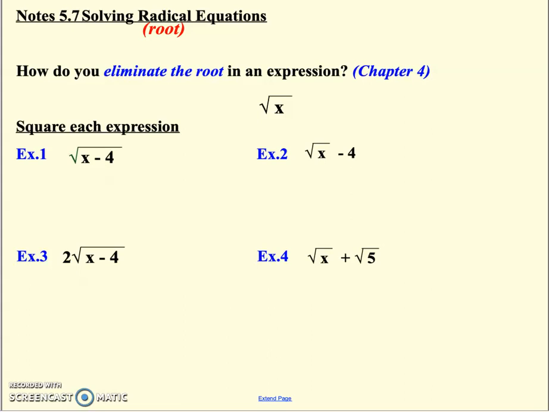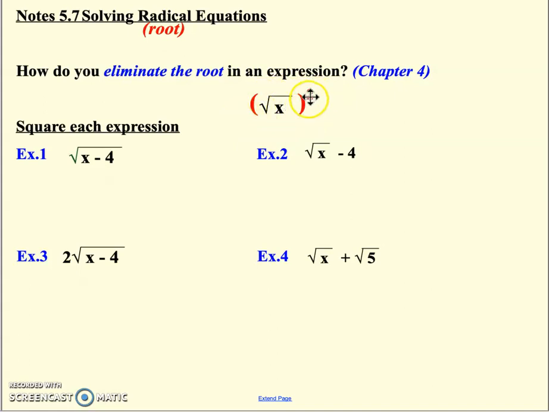The first thing we're going to do is talk about how you eliminate a root, because part of solving a radical equation will be to get rid of the root as part of the process. The way you get rid of a root, if you think back to chapter 4, is you basically want to square. Squaring and a square root are opposite operations, and that would give you x.